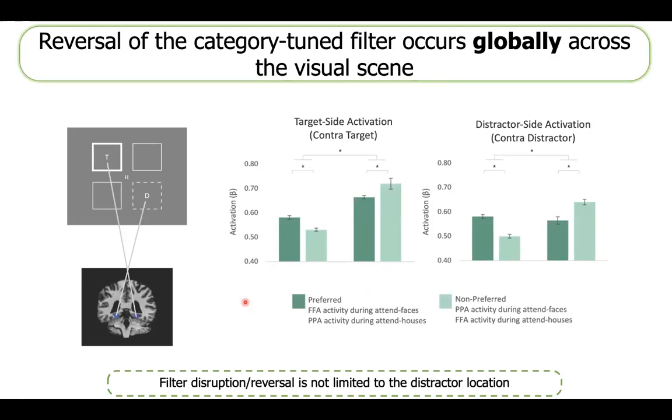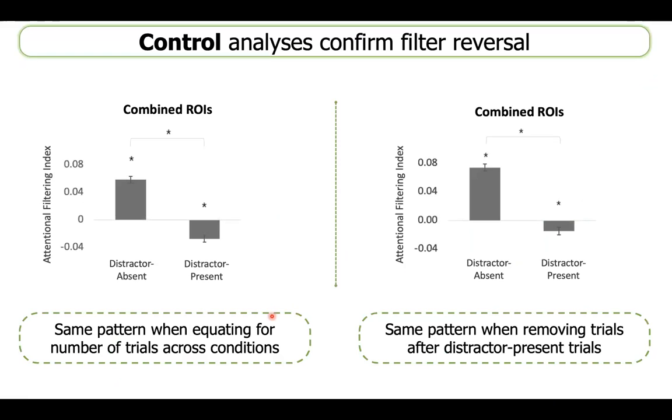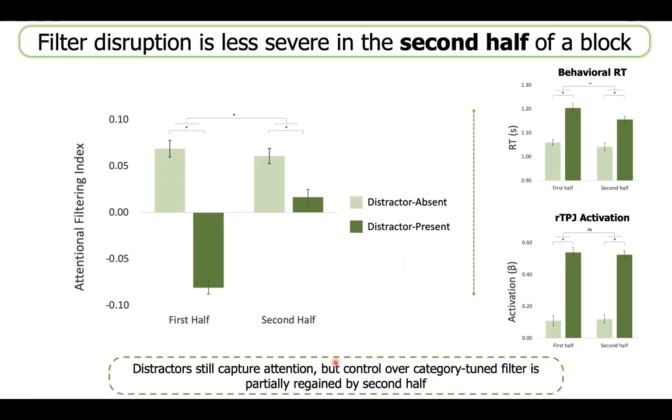We also tested the spread of this disruption by examining activation patterns contralateral to the target and contralateral to the distractor on trials where the target and distractor appeared on opposite sides of the display. Interestingly, we find that the filter reversal is not restricted to just the distractor location. Rather, activation contralateral to the target also showed the same pattern, illustrating that the filter disruption occurs globally across the visual scene. And to further confirm the filter reversal, we conducted two separate control analyses shown here, both illustrating the same reversal pattern.